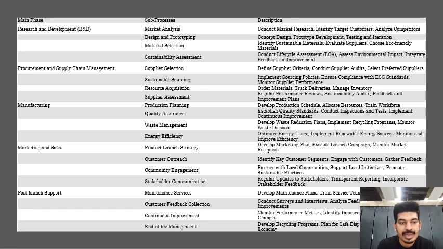First one is research and development, and second one is procurement and supply chain management. Third one is manufacturing, fourth one is marketing and sales, and fifth one is post-launch support. Research and development has sub-processes also.